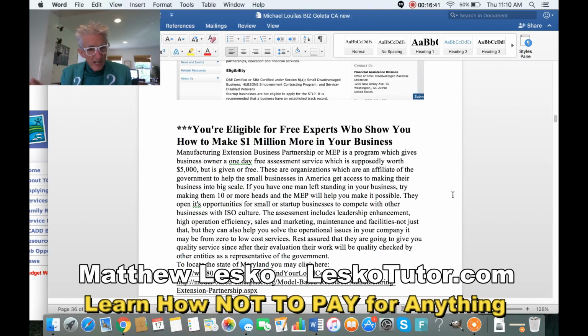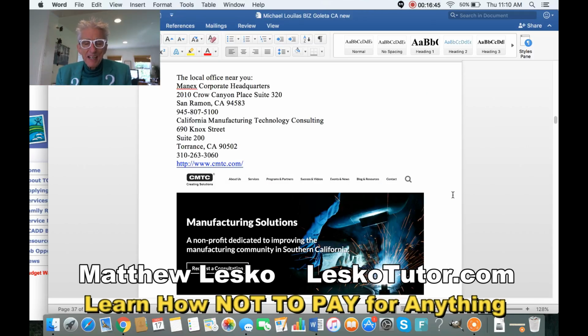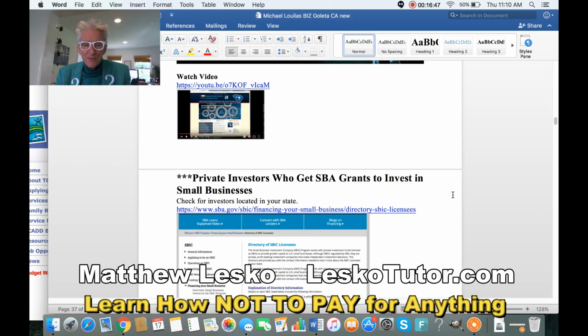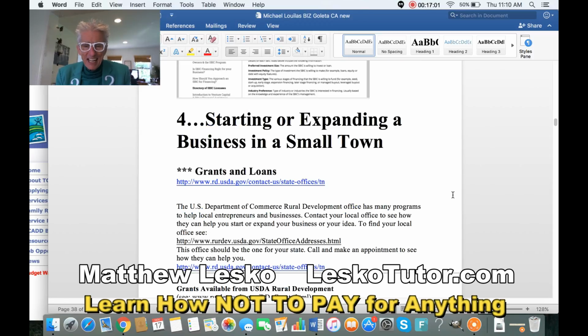That's right. These are experts who get paid high money to do it, but because they get government money, they also do a half a day for free. Private investors who get SBA grants to invest in small businesses. So if you have a small business, you find these people because they're investing with somebody else's money, so they don't care that much. It's easier for them to take a risk.